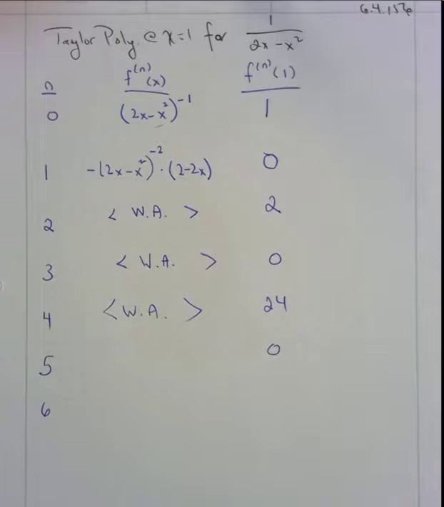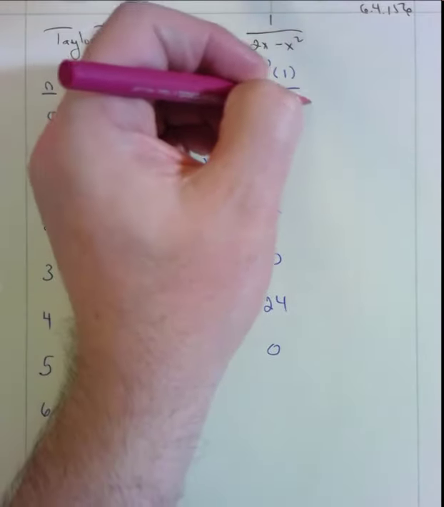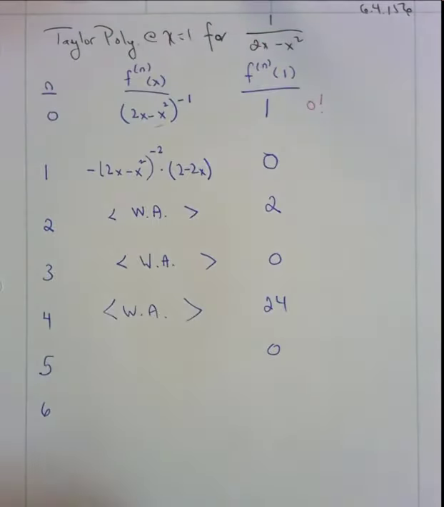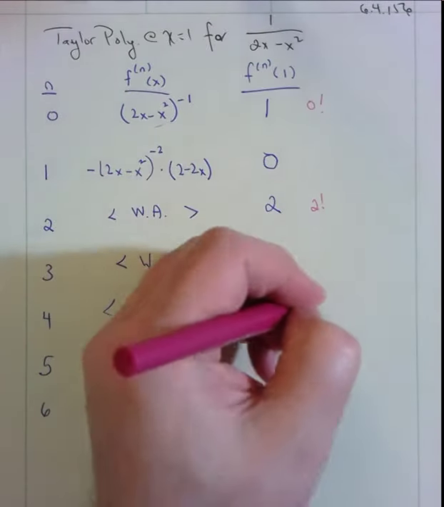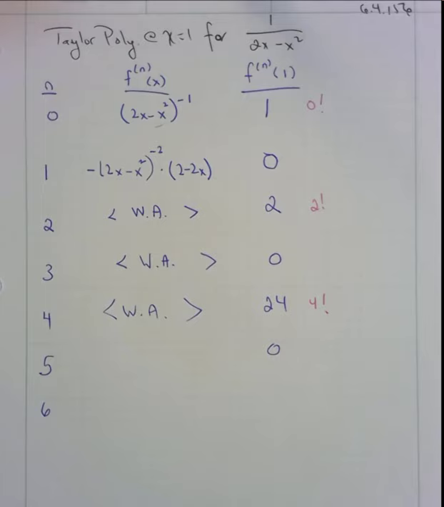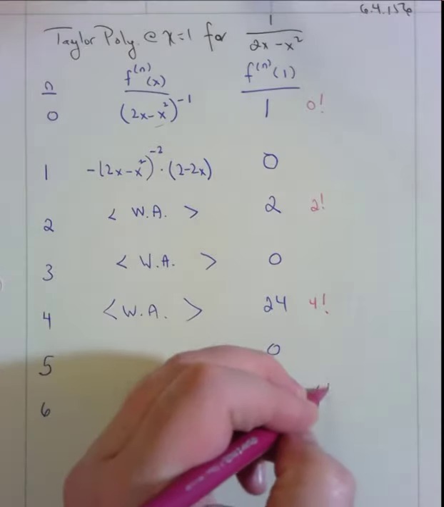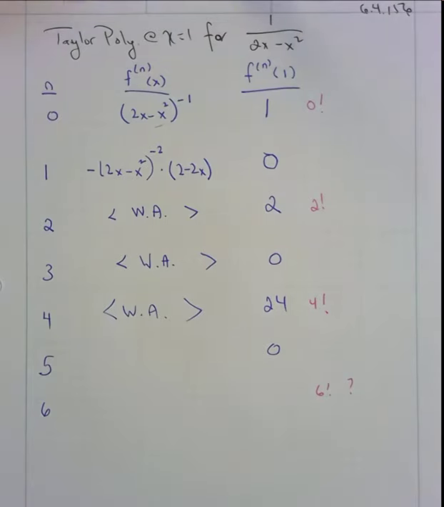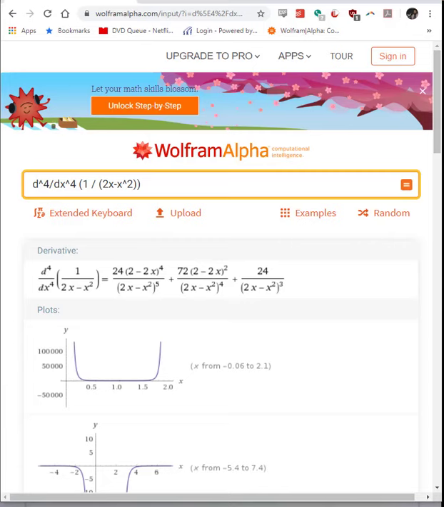because factorials often wind their way in here, 1 is the same thing as 0 factorial. 2 is a 2 factorial. 24 is a 4 factorial. Now 6 factorial is, let's see, 5 factorial is 120, so 6 factorial is 720. So I'm going to say, is this going to be 6 factorial? Maybe? Well, let's go back to Wolfram Alpha. Let's leap right to the 6th derivative.